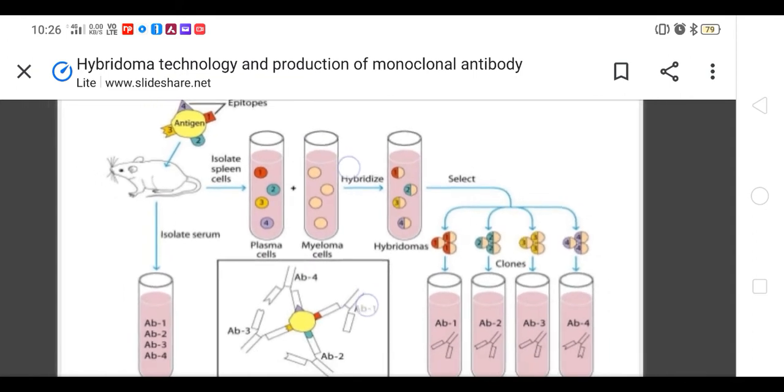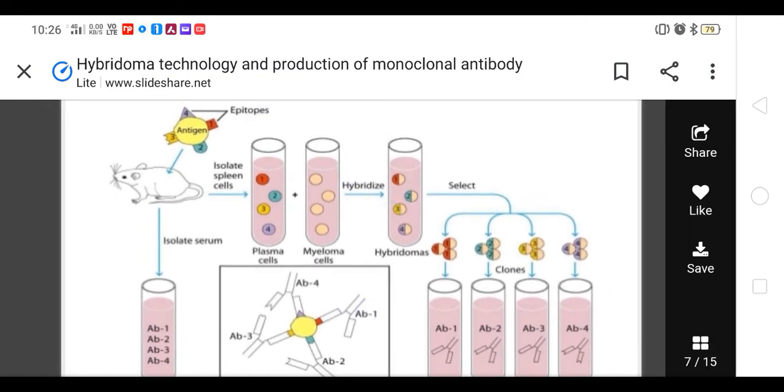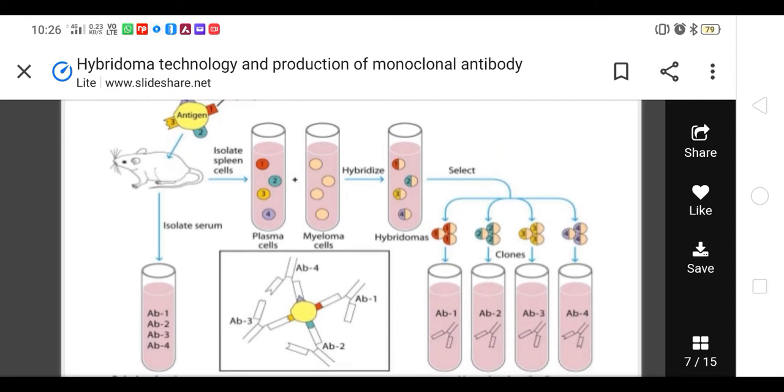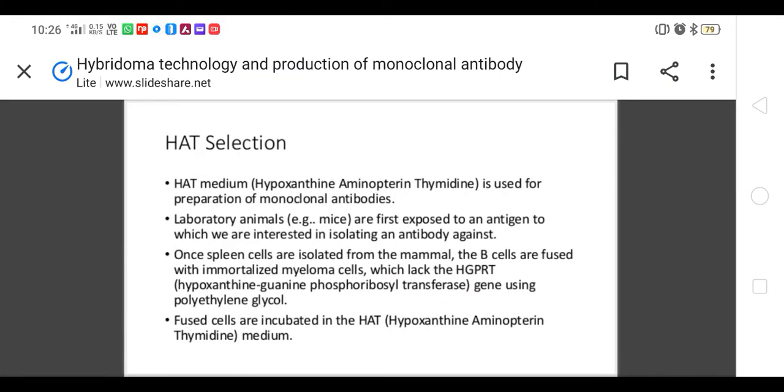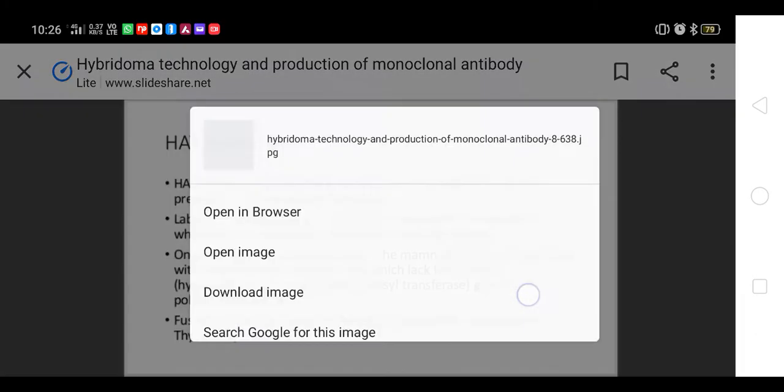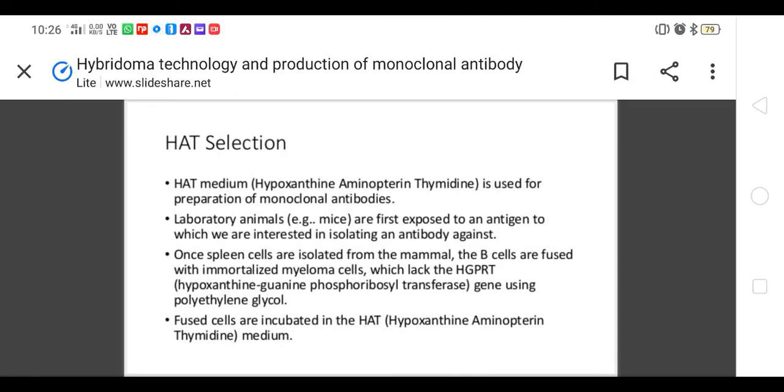Now see this figure. Antigens are added into this mouse, and then the spleen is isolated, and the isolated spleen cells are fused with myeloma cells. The hybridized cells are produced, and they produce different clones, and then different antibodies are produced. It is called monoclonal antibodies. Now for this, HAT medium is used. What is HAT? HAT is hypoxanthine aminopterin thymidine medium, used for preparation of monoclonal antibodies.